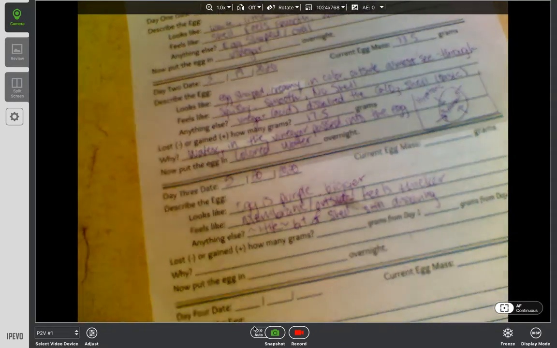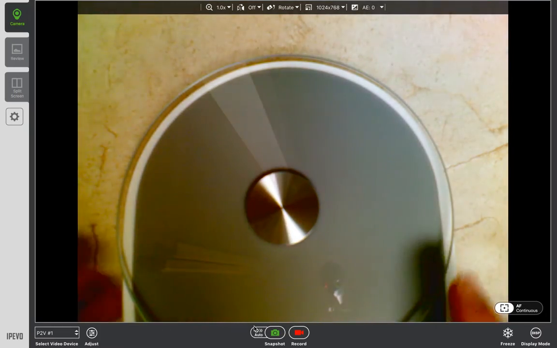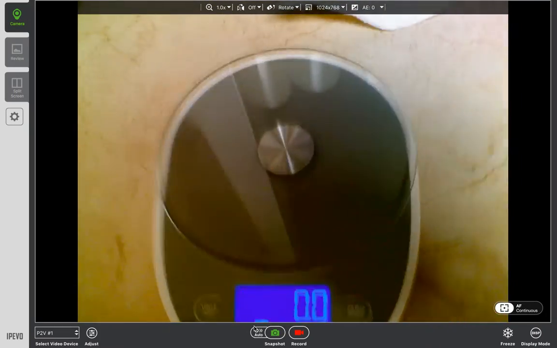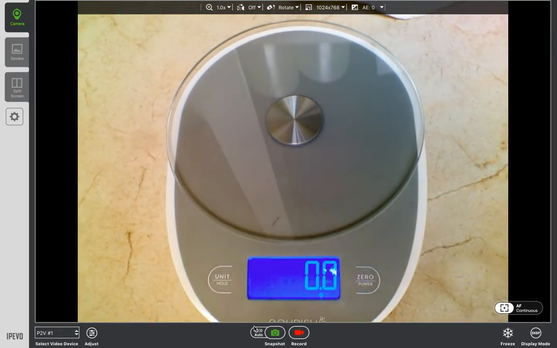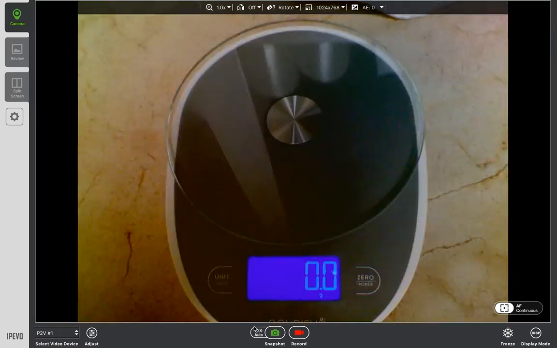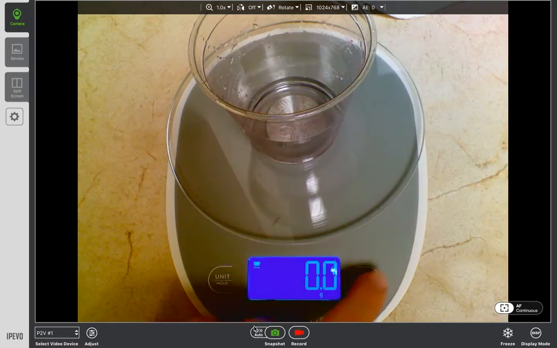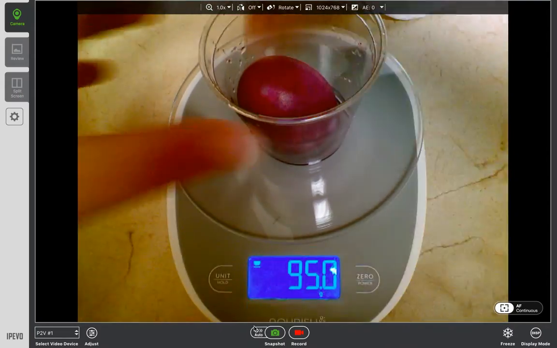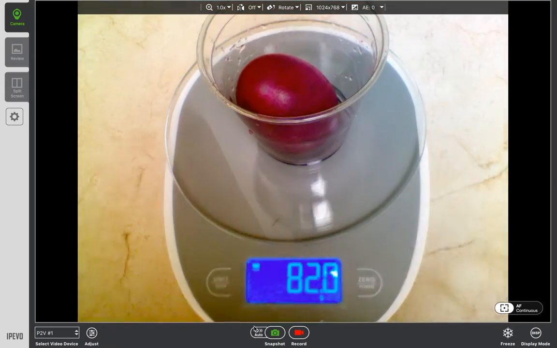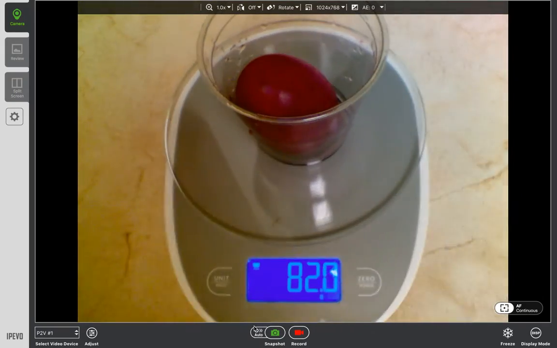Okay, so let's weigh our egg. Now remember, if you don't have a scale at home, like a kitchen scale, not your bathroom scale, then just use my data or put bigger, smaller, something like that. I'm going to put my cup on there, and then I'll hit tare, so the egg doesn't roll out. So we'll add the egg, and our egg weighs 82 grams today.